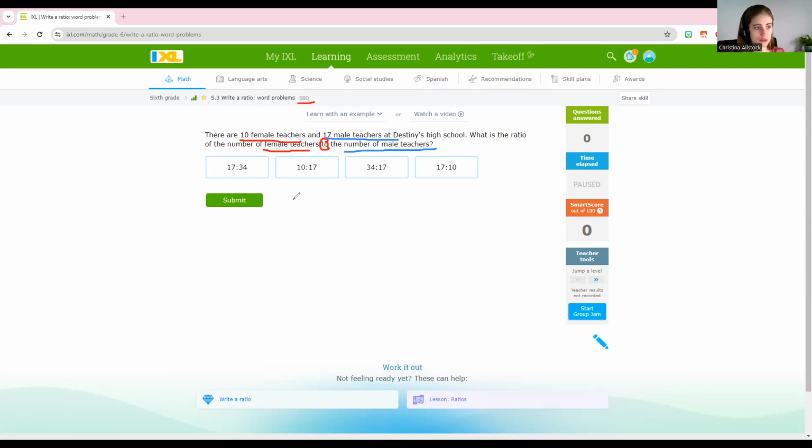We have the female teachers first, which is 10. And remember, one of the ways we can write a ratio is with the word to. So that helps us know where the break is. If we write it with a colon, it would be 10 female teachers to 17 male teachers. We could also write this as a fraction, and it would simply be 10 over 17, because whichever format we use, the female teachers is first in the question, so it needs to be first when we write our ratio. And that matches perfectly with this answer right here, 10 to 17.